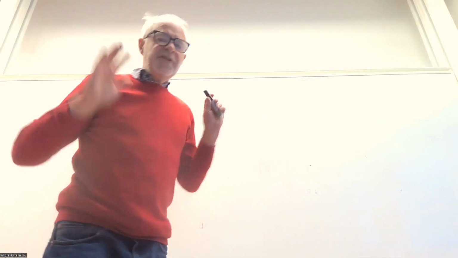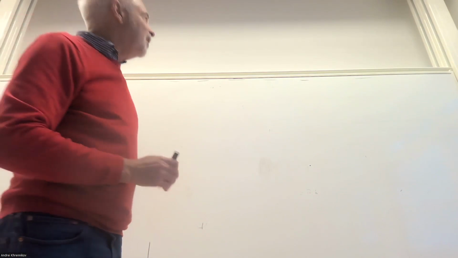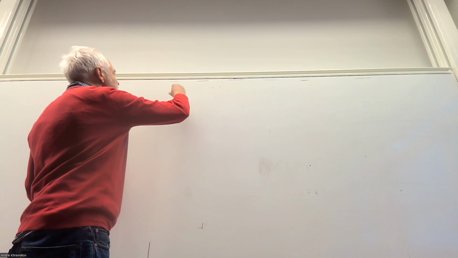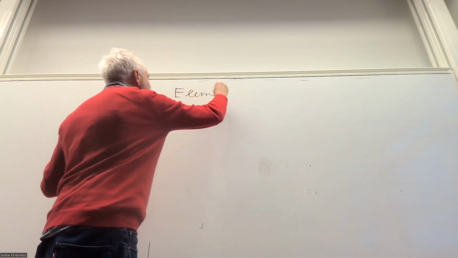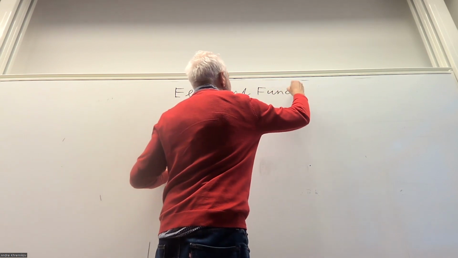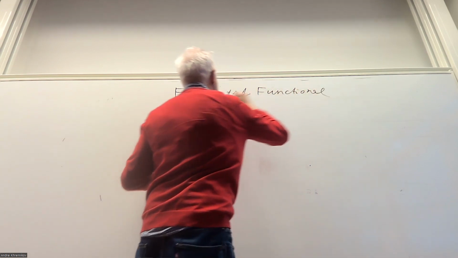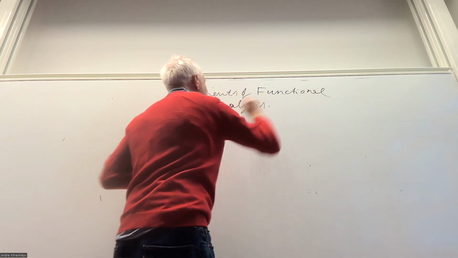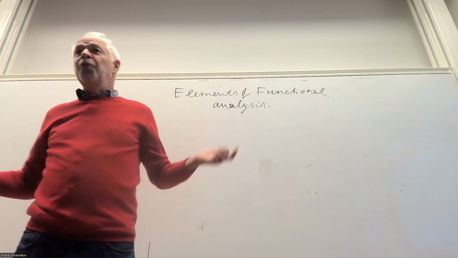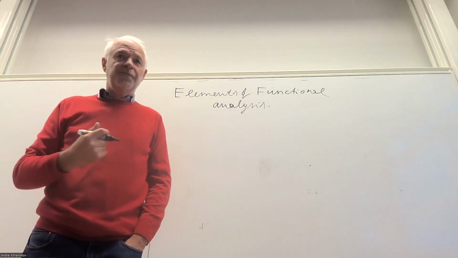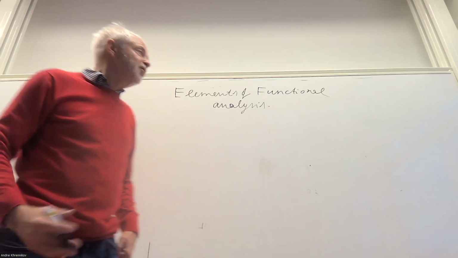Now we start the course of Fourier analysis, but in a very abstract way. So we write the first part: Elements of functional analysis. Now we do not follow any book because, of course, I will give you some book where you can read all this, but it would be too much. It would be very long.